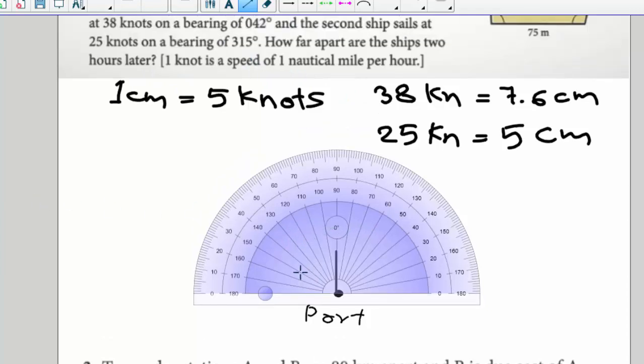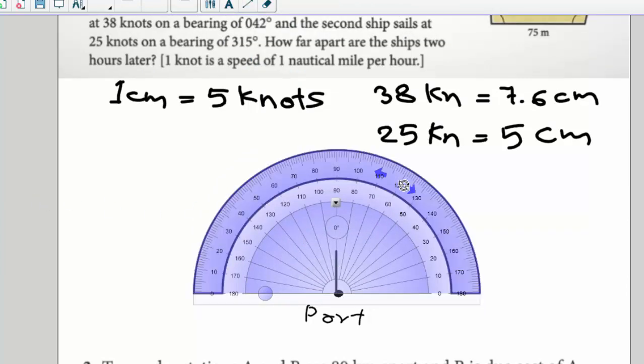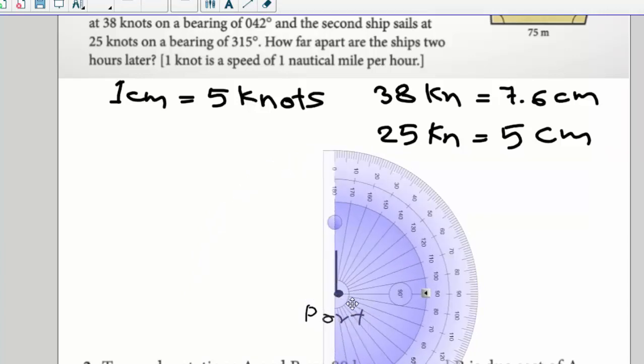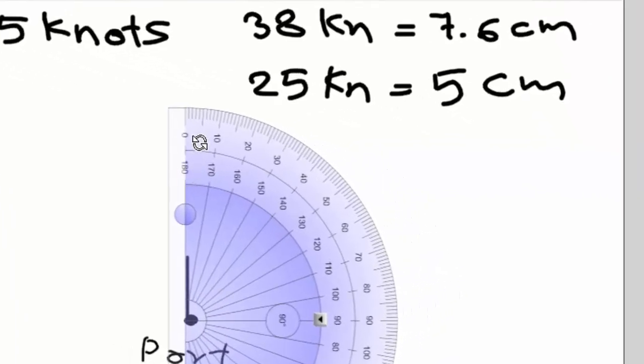Now, where is 42 degrees? 42 degrees bearing is always clockwise. So since the line is here, we're gonna follow this 0, not the 180. Okay, 42 degrees is something right here. You need a straight line from here to 42 degrees. Okay, got it. This length should be 7.6 centimeters.